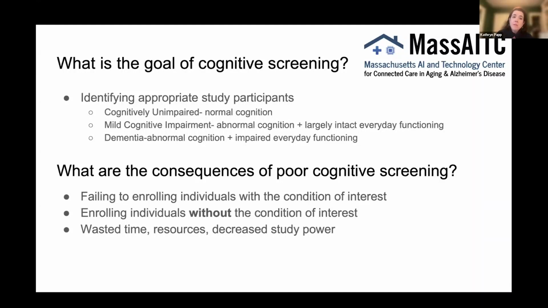Likewise, we know that there's a lot of people out in the community who are functioning in everyday life, but may have an underlying neurodegenerative disease that's in the early stages and might not yet have a diagnosis of something like MCI or dementia, despite showing changes in their cognition. We know that there's consequences for our research studies with poor cognitive screening. The challenges are that we could fail to enroll individuals who have the condition of interest. So we're recruiting for MCI, but we're mostly enrolling normal folks. We can also enroll individuals who don't have the condition of interest. And this obviously leads to wasted time, resources, and then decreased study power.